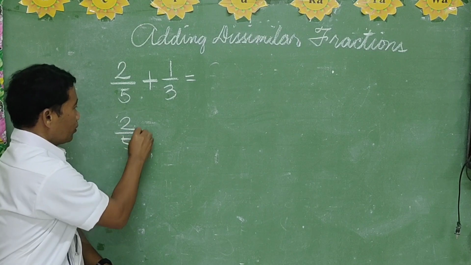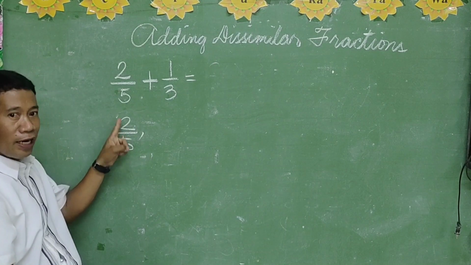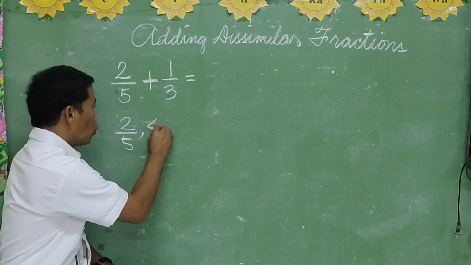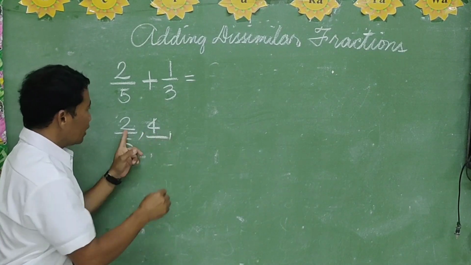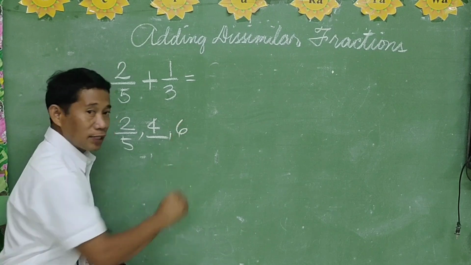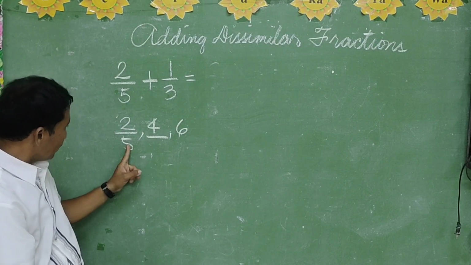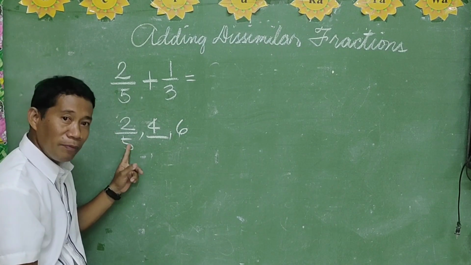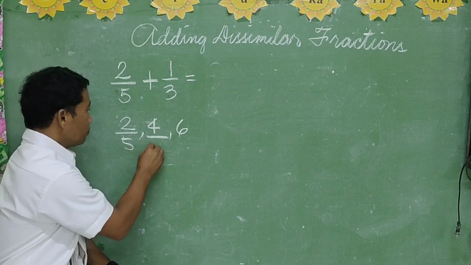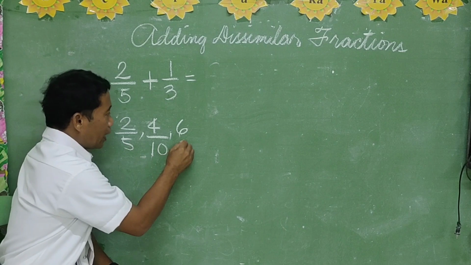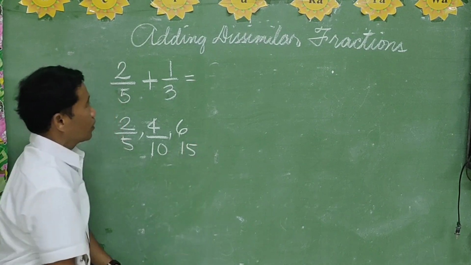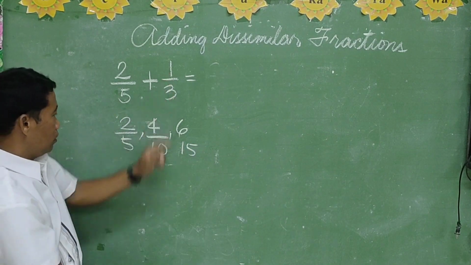2/5. Dalawa ito, add lang po tayo ng dalawa. 4, then ito, add pa din tayo ng dalawa, becomes 6. Sa ibaba naman, add tayo ng 5. 5, 10, then add pa din tayo ng 5. The answer is 15. How about this one here?